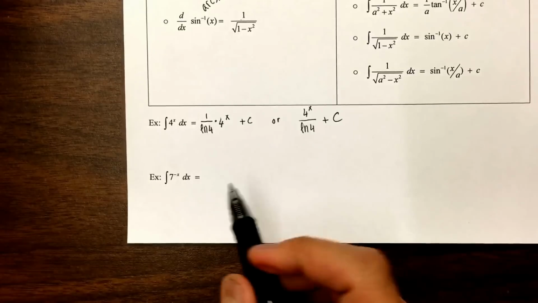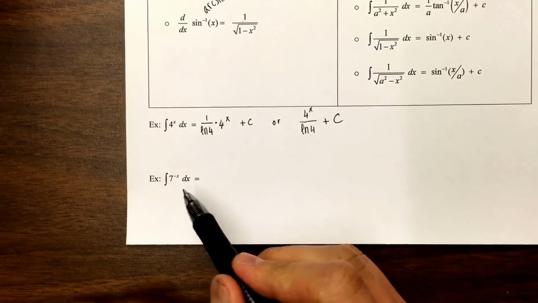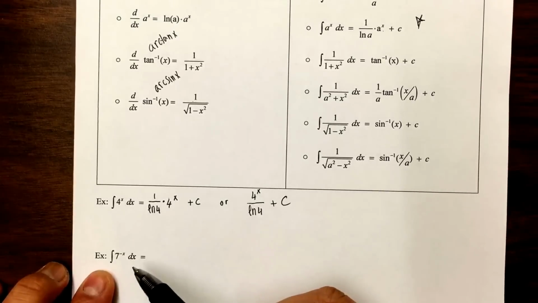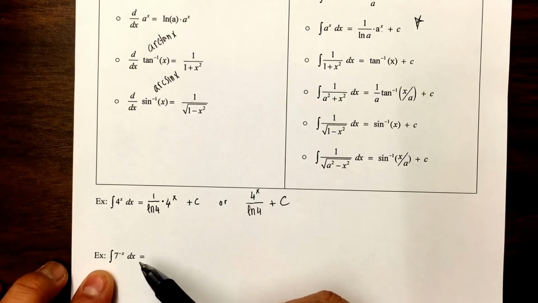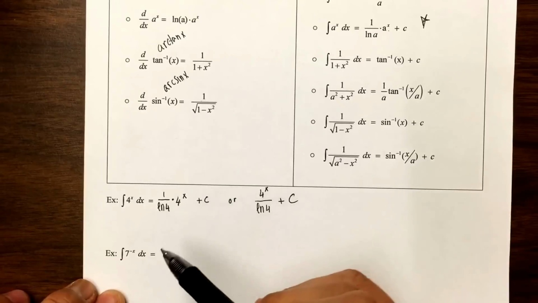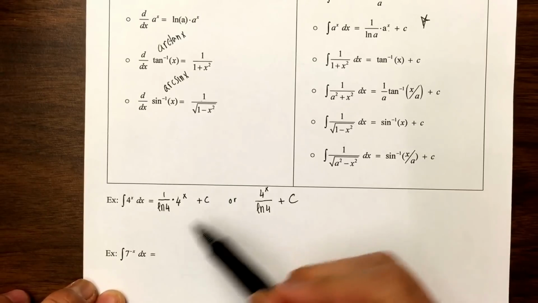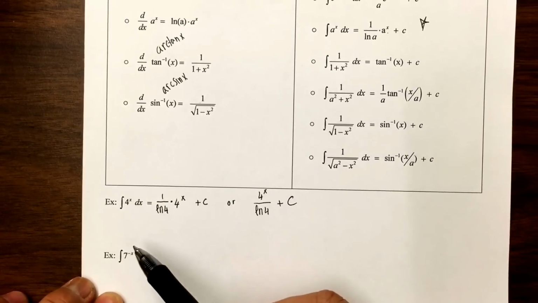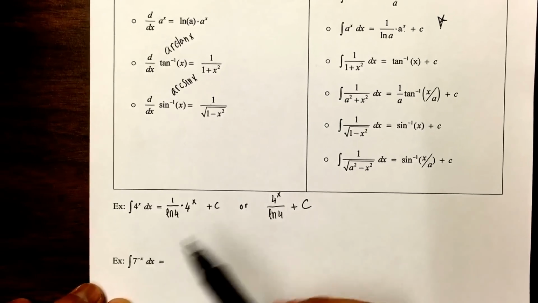All right. Example number 2. We're going to apply this rule to complete the next example. But here's the problem though. Instead of having an x, we have a negative x. So right off the bat, we cannot apply this rule yet. We need to somehow turn that into a positive variable.